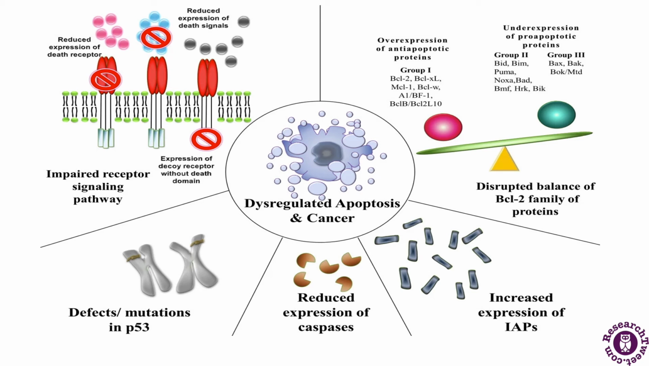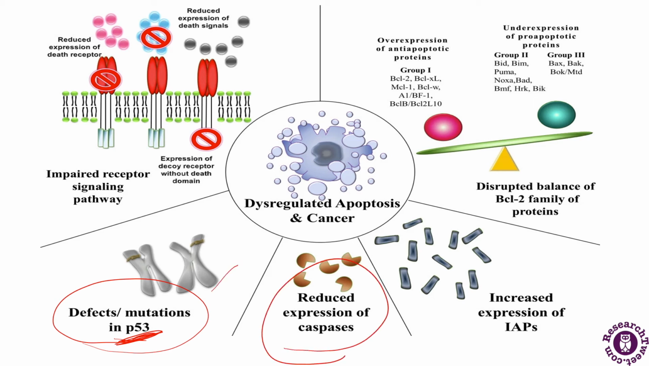Cancer can be viewed as a result of a succession of genetic changes due to which a normal cell is transformed into a malignant one, while the evasion of cell death is one of the essential changes in the cell that causes its malignant transformation. As you can see, there is a mutation occurring in the p53 gene. That may lead to cancer. Then there is reduced expression of caspases, increased expression of IAPs, then disrupted balance of the BCL2 family and the various kinds of proteins which are present. And there's an impaired receptor signaling pathway.